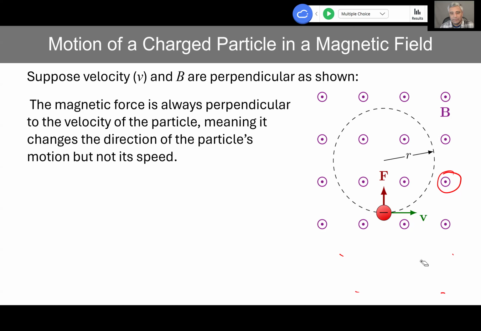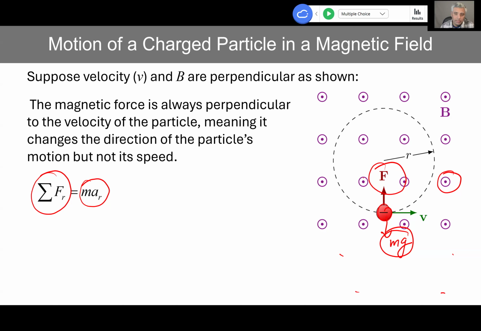That means we can use Newton's second law, just like we did for circular motion. The sum of forces along the radial direction is equal to mass times acceleration. In this case, the force of gravity on the charge mass is very small compared to the force due to the magnetic field, so we can neglect that. We can think of just one force acting.